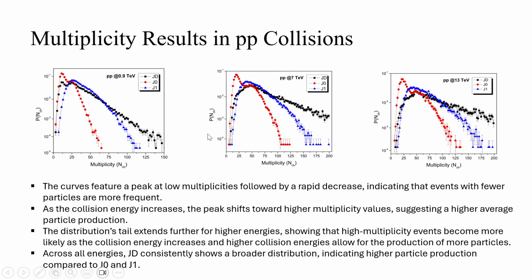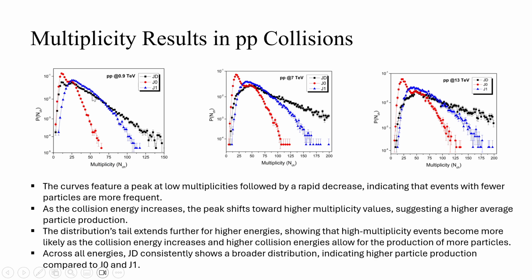What happens to the multiplicity distribution of proton-proton collisions? As you can see across all the energies, the black squares represent the JD distribution when your jet is set as on. Across all the energies, JD consistently shows a broader distribution.